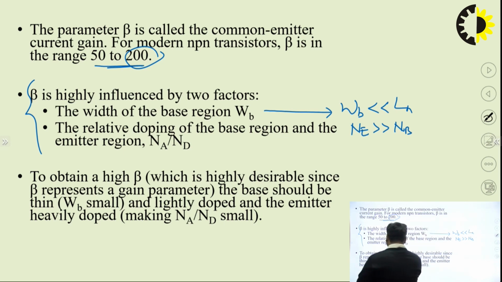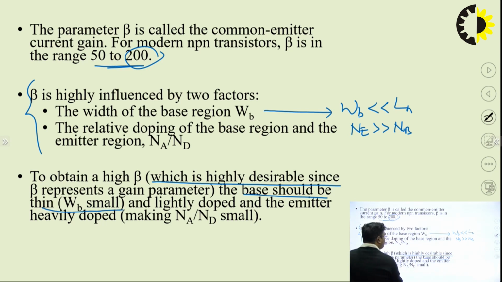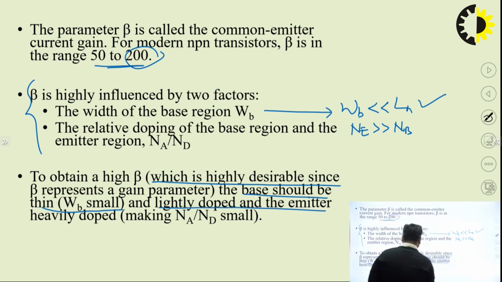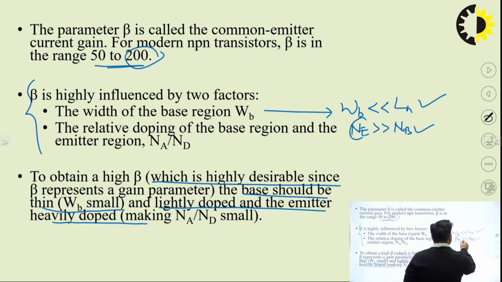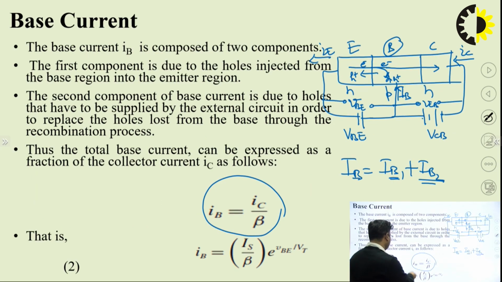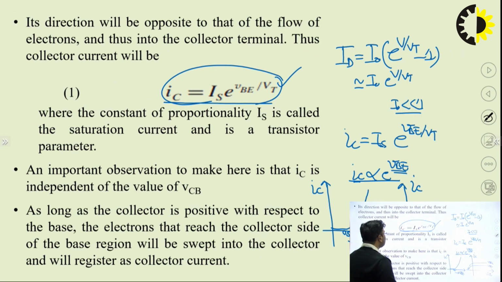To obtain a high beta, which is highly desirable because it represents gain, the base should be thin, that is WB as small as possible, condition 1, and lightly doped, and the emitter heavily doped. The base should be lightly doped, the emitter should be heavily doped. So IB depends upon beta. IB is equal to IC upon beta, which is IS e to the power VB upon VT divided by beta. So this is the equation for base current, equation number 2. Equation number 1 is IC equal to IS e to the power VB by VT.